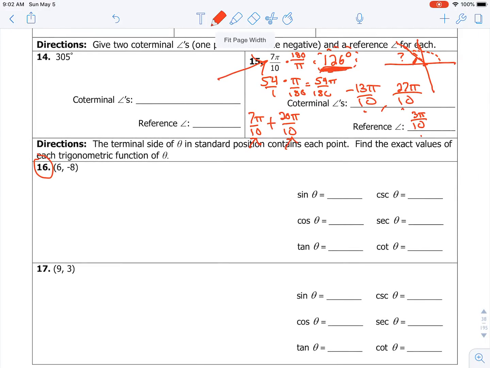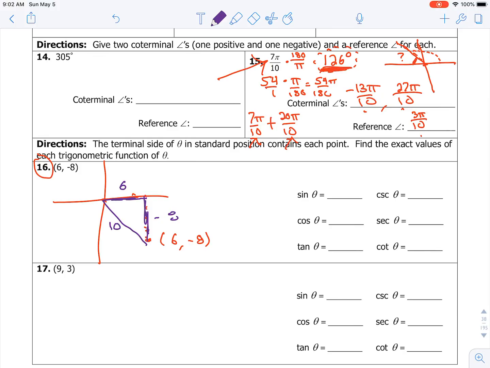Okay, 16, the terminal side of theta. Let's read this one. Just picture this in a coordinate plane. And 6, -8 would be right here. Essentially, that's our triangle. And maybe some of you have memorized that 6, 8, and 10 are a Pythagorean triple. If not, if you did the Pythagorean theorem, you would soon find that out.